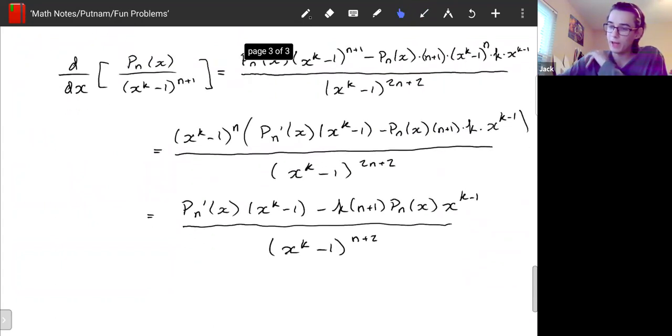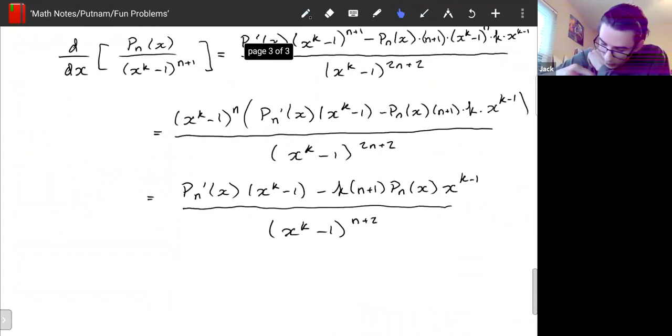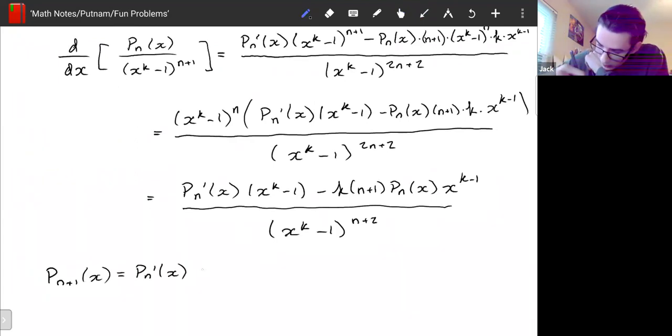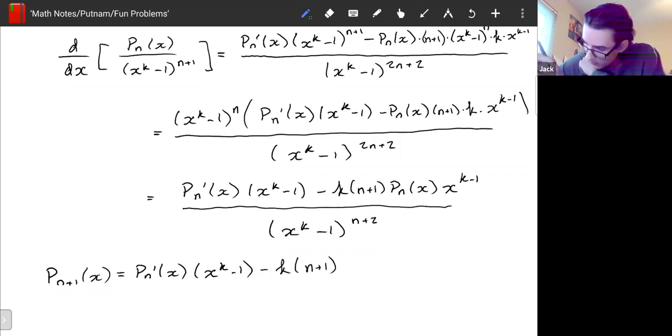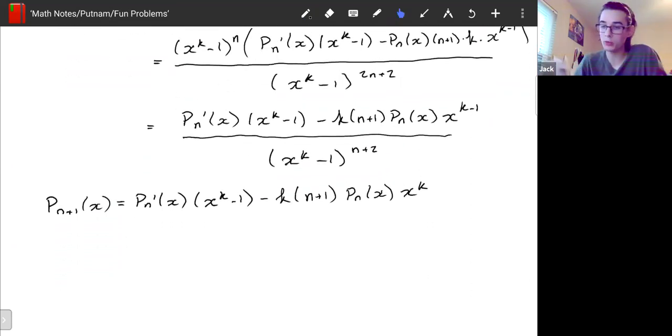So that means that p sub n plus 1 of x equals p sub n prime of x times x to the power of k minus 1 minus k times n plus 1 times p sub n of x times x to the power of k. So right here we have a relationship between p sub n plus 1 and p sub n. The only problem with this right here is, of course, this p sub n prime.